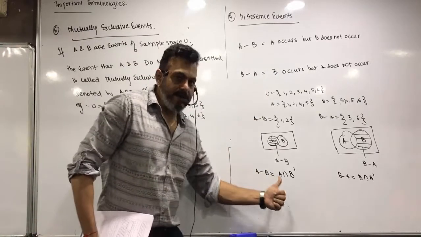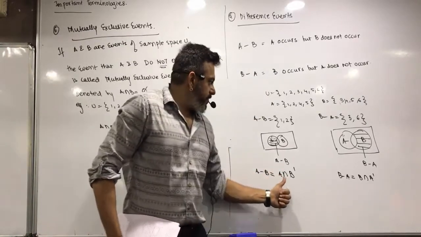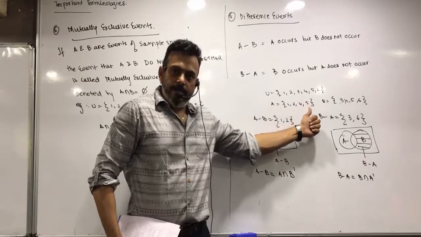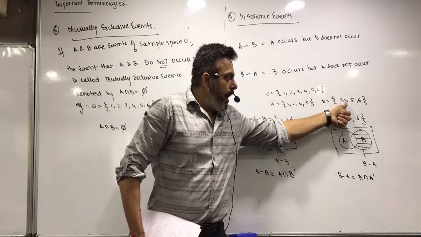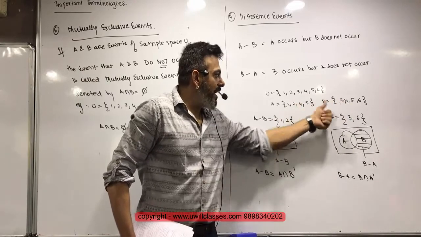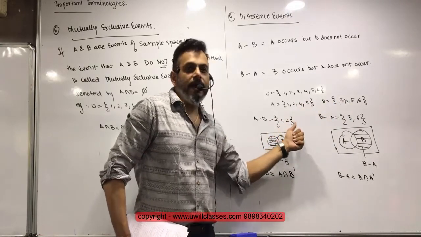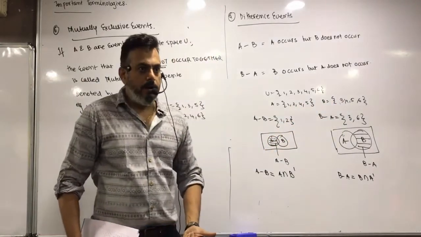Or if you want to try it other way around, what is A? A is 1, 2, 4, 5. What is B complement? 1 and 2. तो दोनों का intersection क्या है? 1 and 2. Understood this?